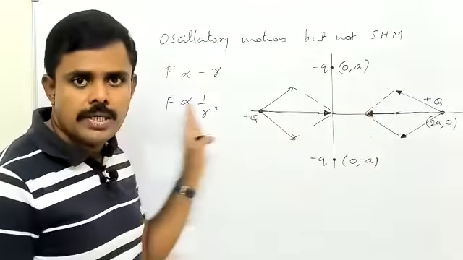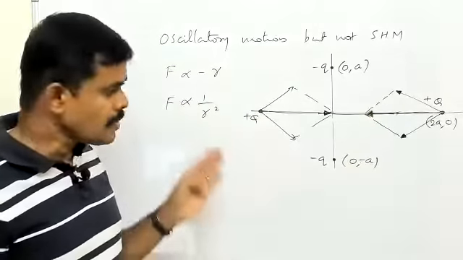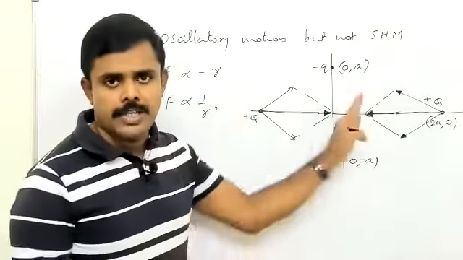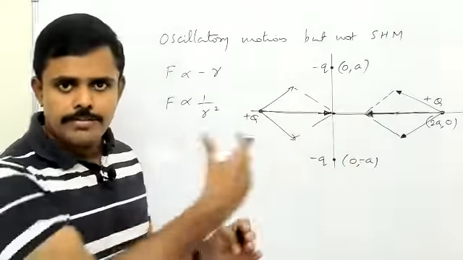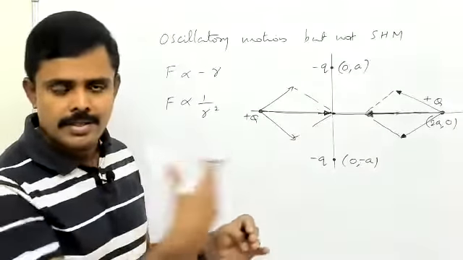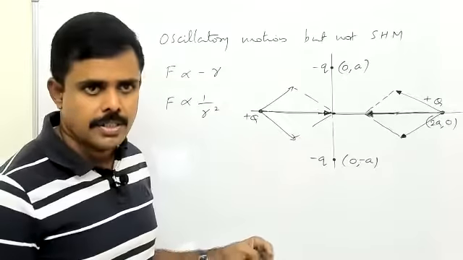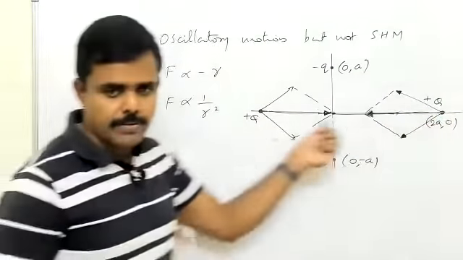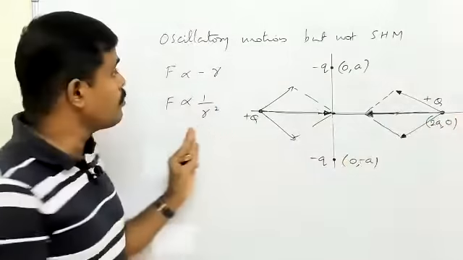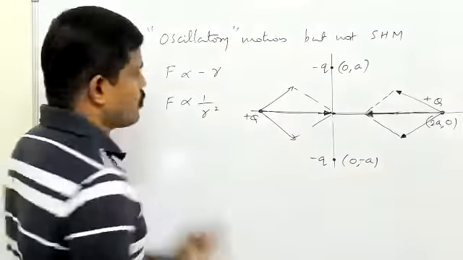So it is called oscillatory motion, which means to and fro motion about a mean point. To and fro motion, or up and down journey. Back and forth journey, no? Going in the forward direction, coming back in the backward direction. So it is obvious that it is oscillatory motion.